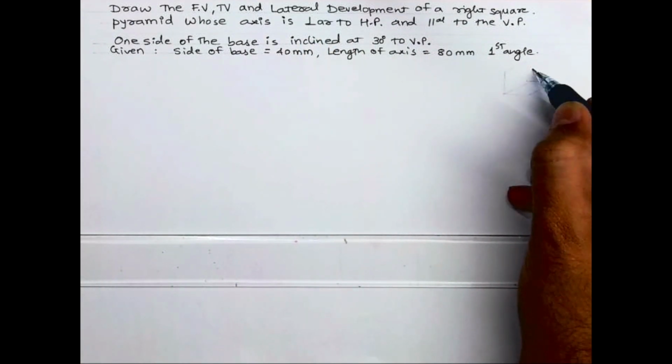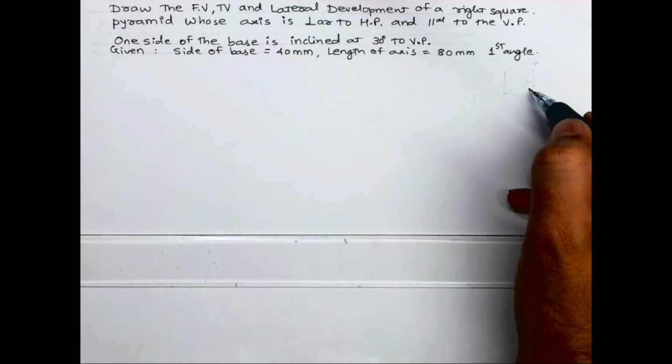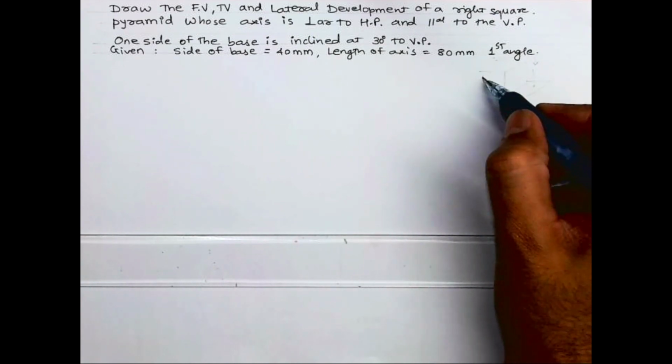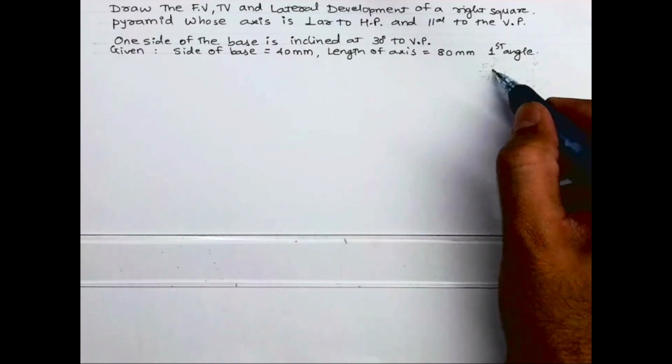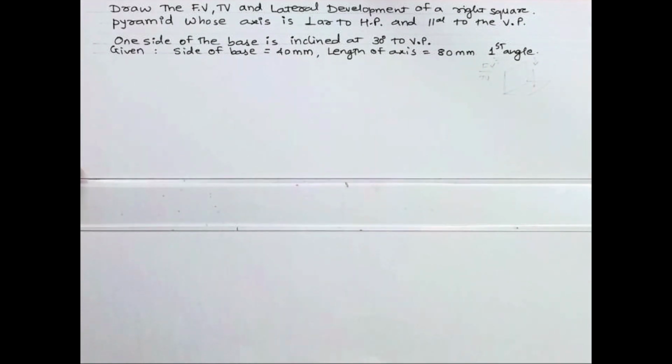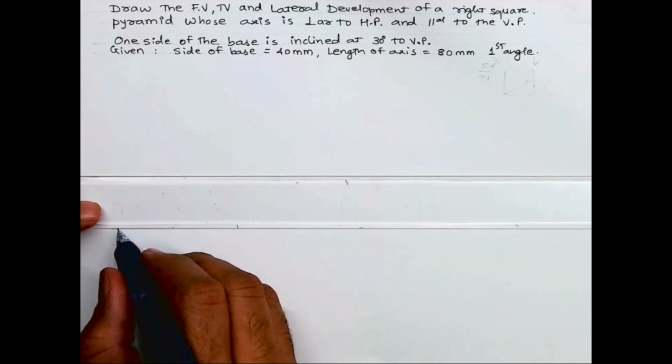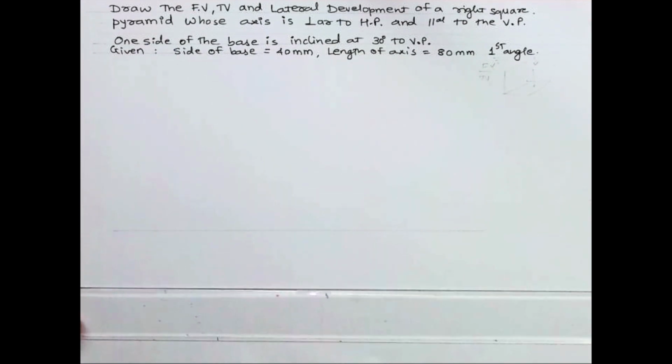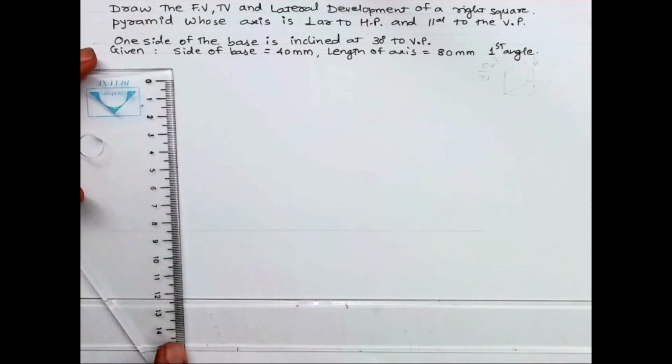If I draw HP and VP, with the pyramid perpendicular to HP, the top view will give you the true shape. And it's first angle projection, so the top view will come down and the front view will come up. So we'll start with the top view. The side of the base is 40 and the length of the axis is 80 mm. First I will draw the XY line.